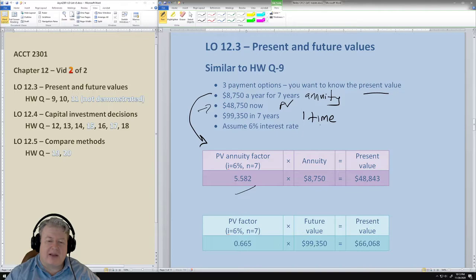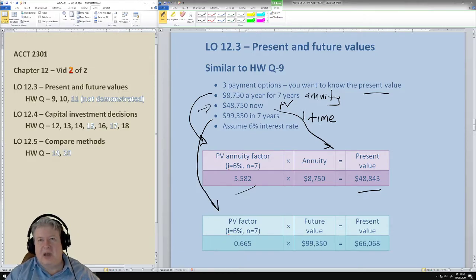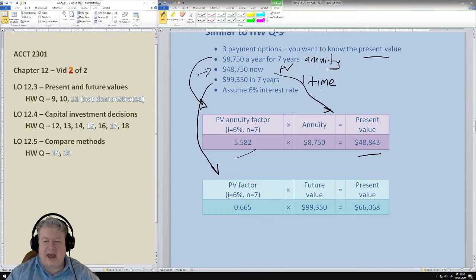8,750, we look up on the present value of an annuity, 5.582. We multiply that, that's 48,000. Well, just slightly different, right? Now we take this one, 99,000 in 7 years. Well, of course, 99,000 in 7 years, we would start off with a smaller amount of money and let the interest build. Well, in fact, you can see that the present value of that is 66,000. Now, that's a whole lot of difference, right? That's almost 20,000, 18,000 difference.